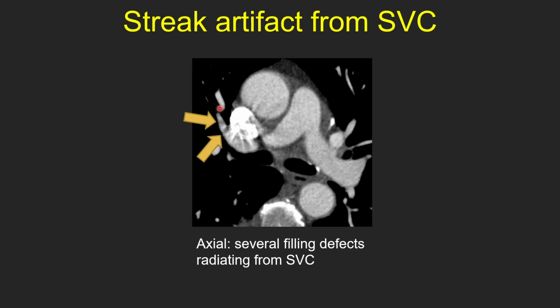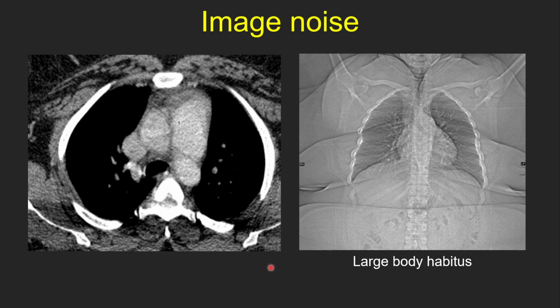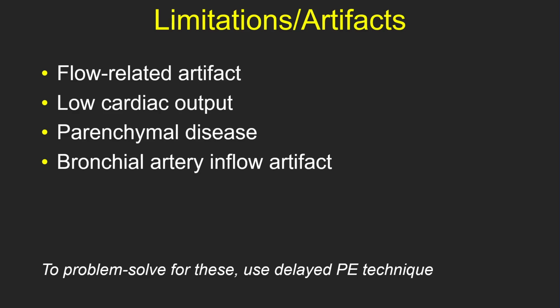Several filling defects radiating from the SVC indicate streak artifact from dense contrast. If the arm is down, streak artifact from the arm can cut across a vessel. Image noise appears grainy in a patient with large body habitus. Next, let's identify these limitations and artifacts: flow-related artifact, low cardiac output, parenchymal disease, and bronchial artery inflow artifact. To problem solve for these, you can use a delayed PE technique that will be discussed.